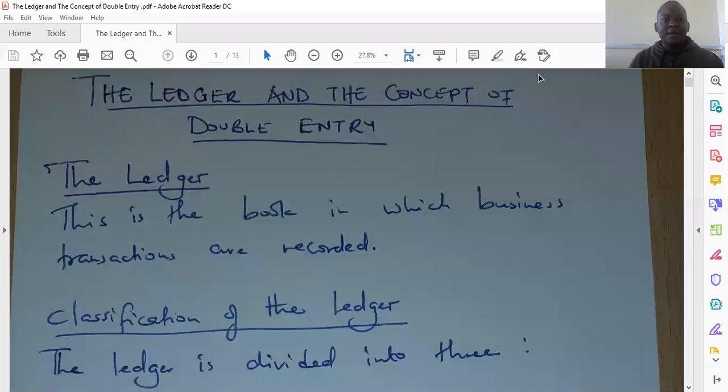Hi, this is the second lesson of Introduction to Accounting. That is the ledger and the concept of double entry. So we begin with the ledger.